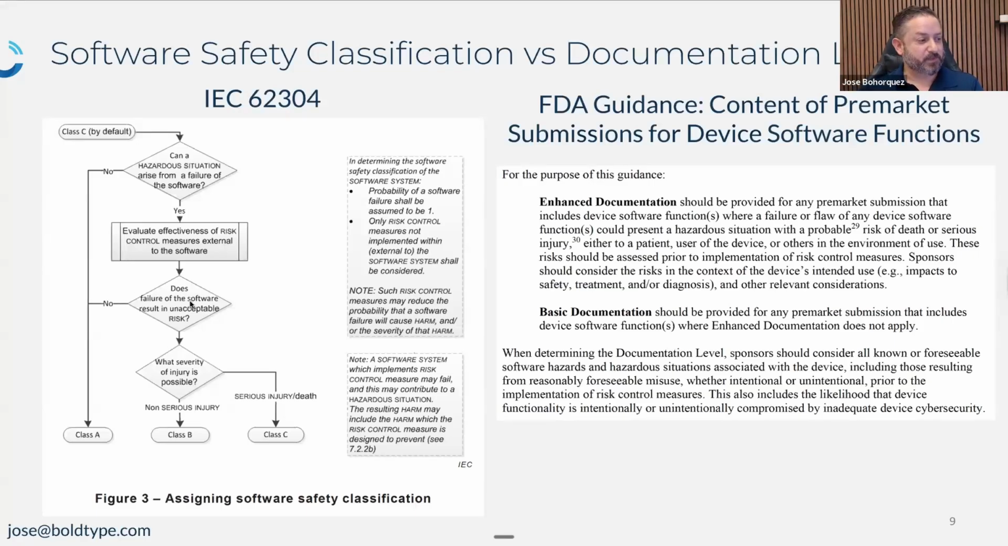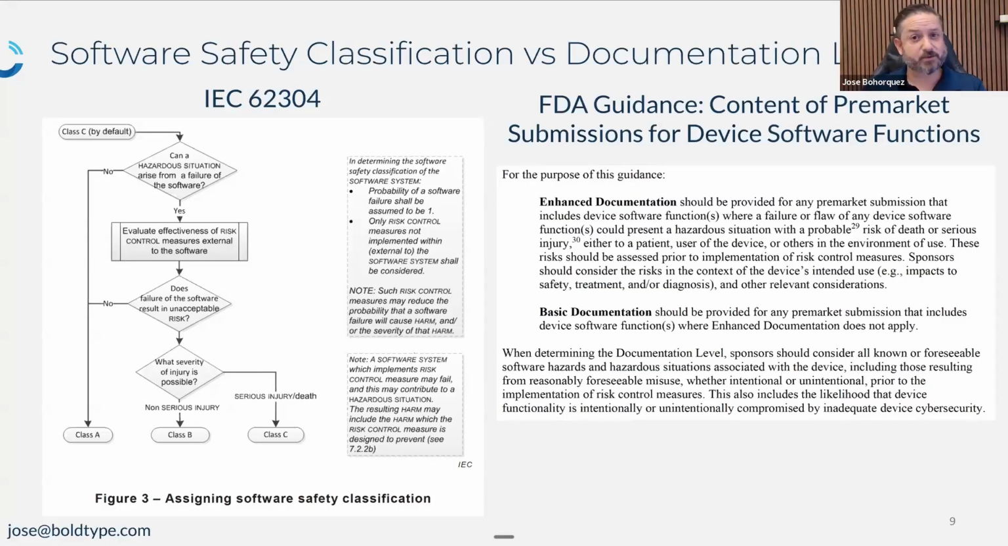And then you ask yourself, does the failure of the software result in unacceptable risk? And then what's the severity of the risk? That's what's going to tell you whether it's Class A, Class B, or Class C. In determining this, you assume that the software is going to fail. It's not your 14971 risk management where you've got probabilities of whether or not it's going to happen. FDA is telling you, assume the software is going to fail. What's the worst case harm that's going to come from that failure? So that's the 62304 lens.